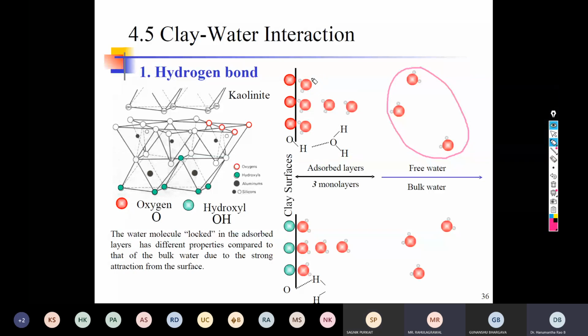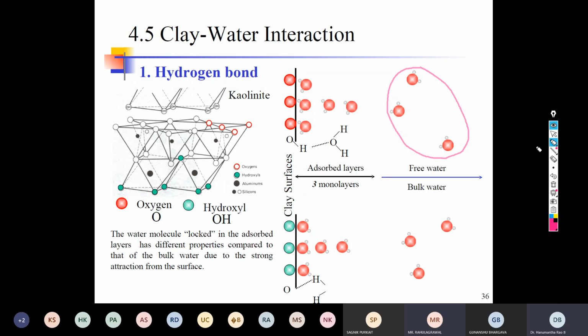Now try to understand. This mechanism is common for all clay minerals. But the volume of water that can be held depends upon how many particles there are. In montmorillonite, for a gram, there are more particles, so obviously it holds more water. If you look at kaolinite, there are fewer particles, therefore less water.